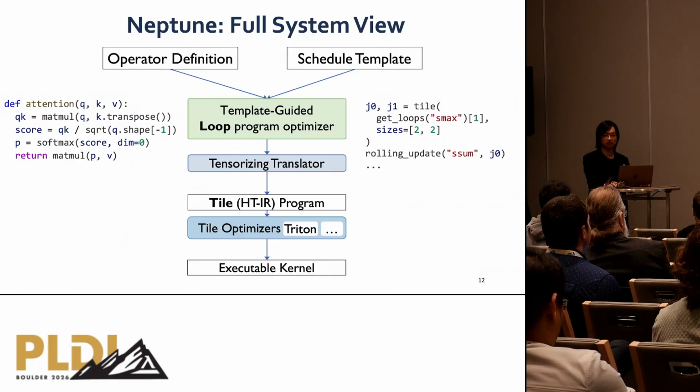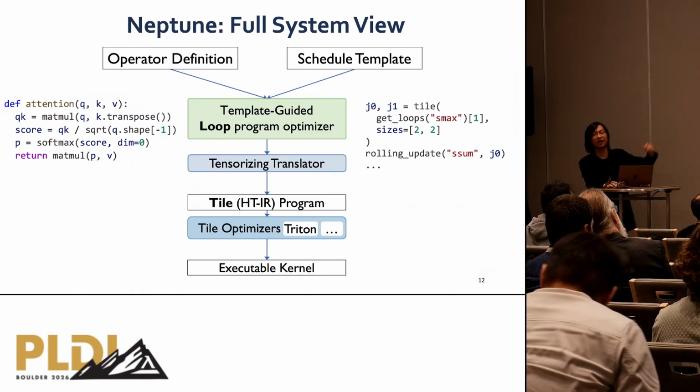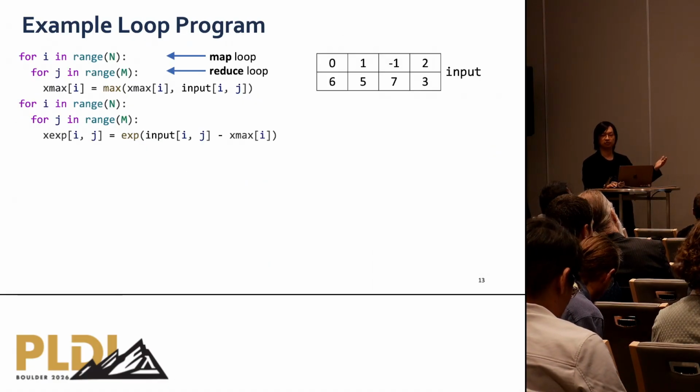This idea is similar to the algorithm schedule split in existing schedule-based compilers like TVM, if you are familiar with that, except Neptune's schedule is much more concise because a lot of optimization steps would be downstream and automated in the tile optimizer. Here is an example program in Neptune's loop IR.